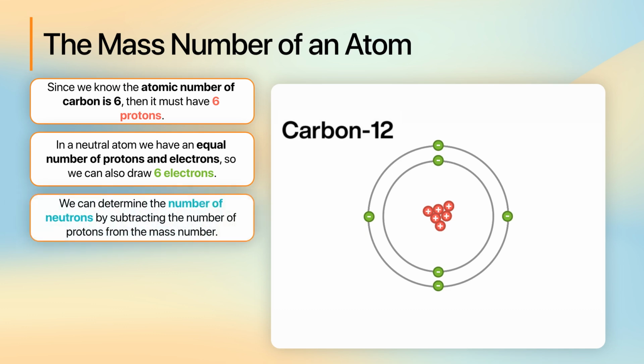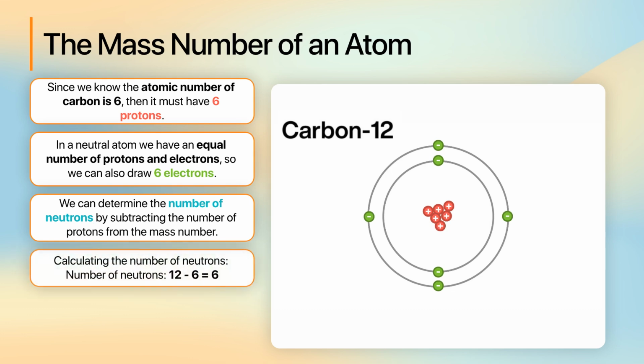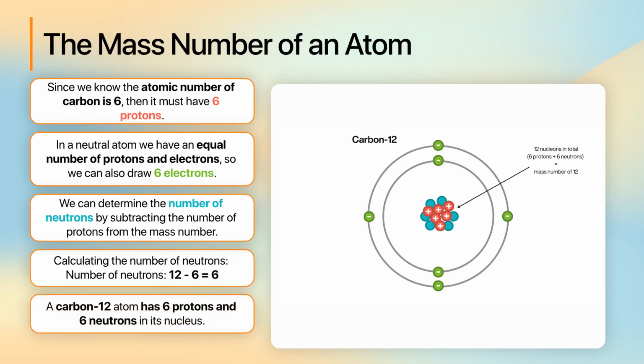We can therefore determine the number of neutrons by subtracting the number of protons from the mass number. So, for carbon-12, the mass number is 12, and the number of protons is 6, so the number of neutrons must be 6. Therefore, a carbon-12 atom has 6 protons and 6 neutrons in its nucleus. The mass number gives us essential information about the composition of the atom's nucleus.